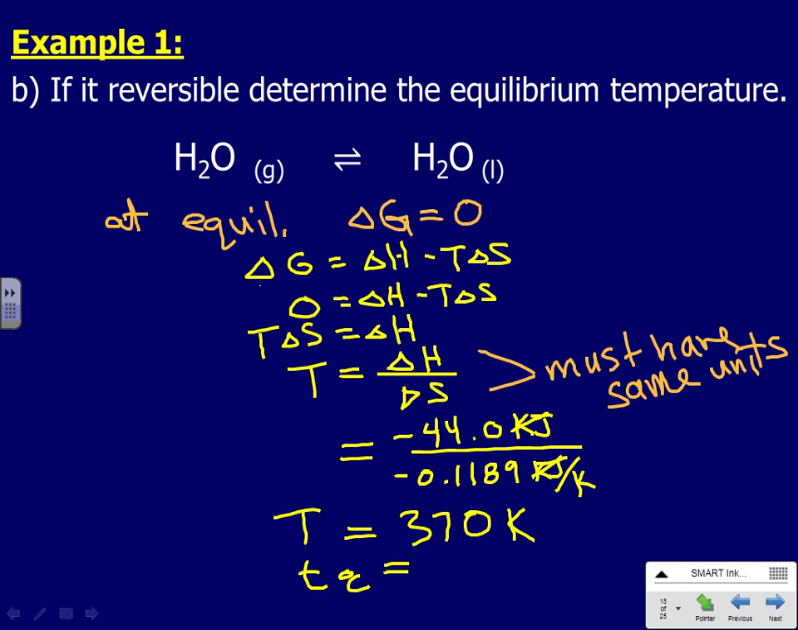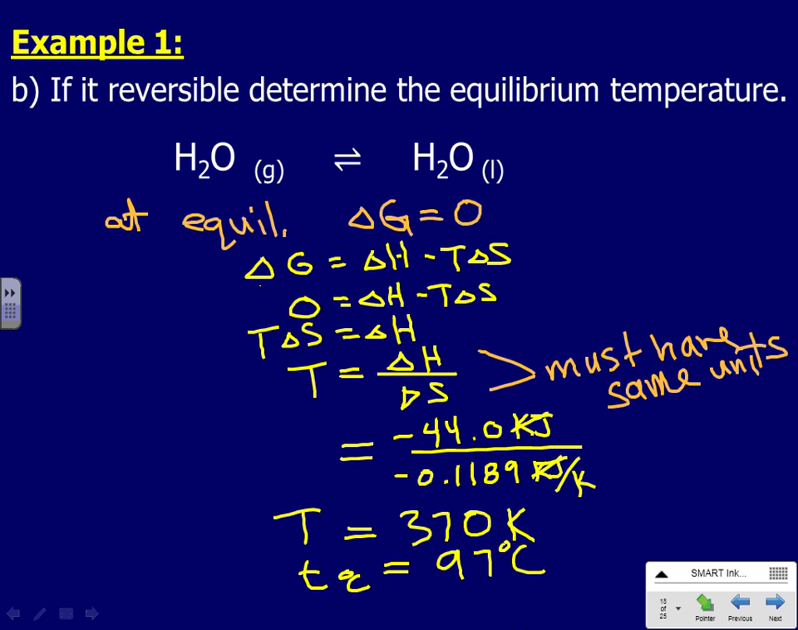273. Subtract 273. If someone could do that for just a moment, we'll take a look at that. Sorry? 97? 97 degrees Celsius. Now, let's just think about this from a common sense point of view.